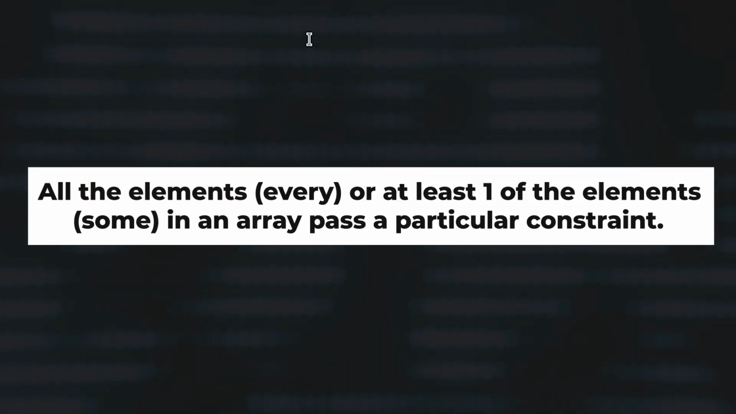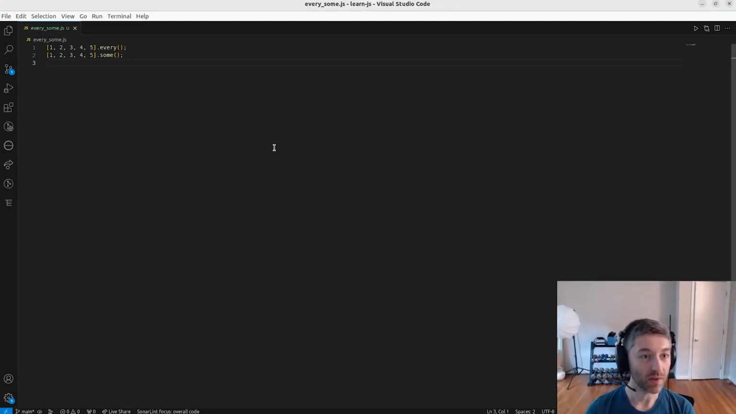So the main purpose of the every and some methods is to determine if every element, that's for the every method, or at least one element in an array, that's for some, passes a particular constraint. And what's the constraint? Well, the constraint is provided by the callback function that we provide.